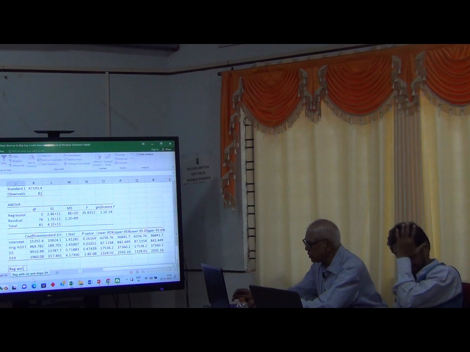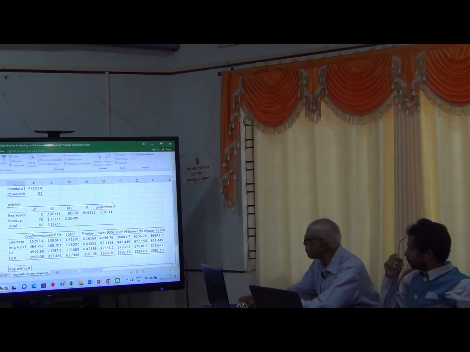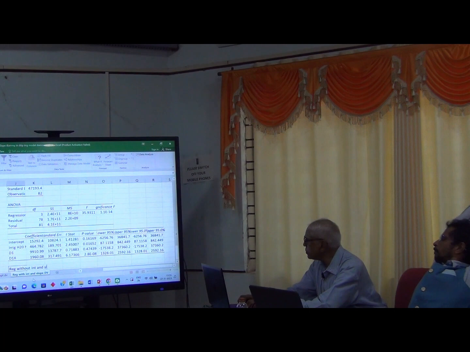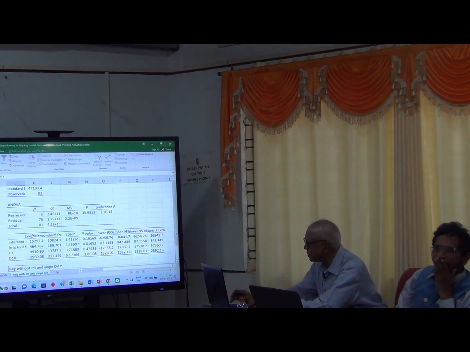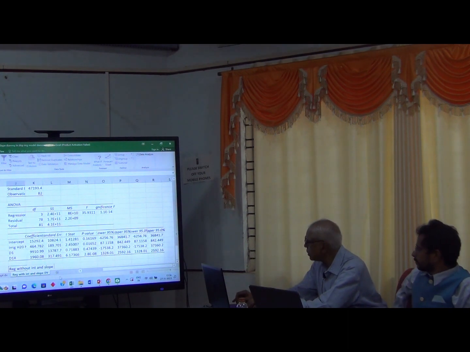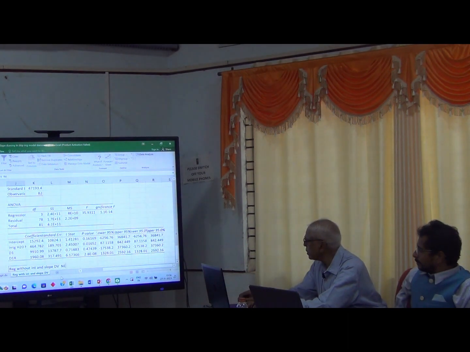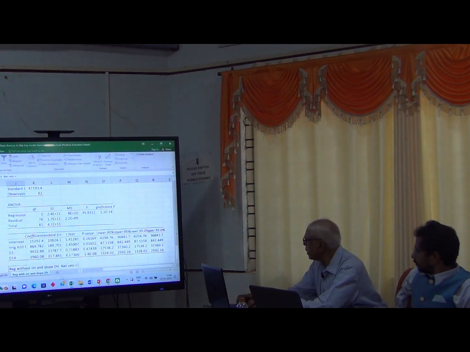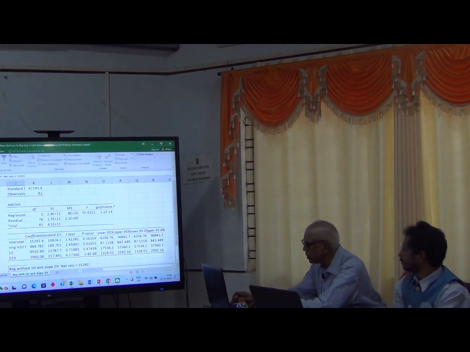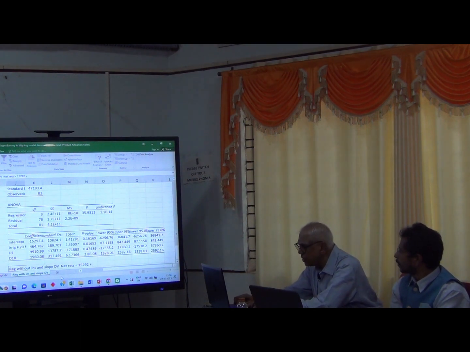Regression without intercept and slope. That is y is equal to, let's say, net returns. Net returns is equal to 15,292 plus 465 x. Okay, so this is the basic model.